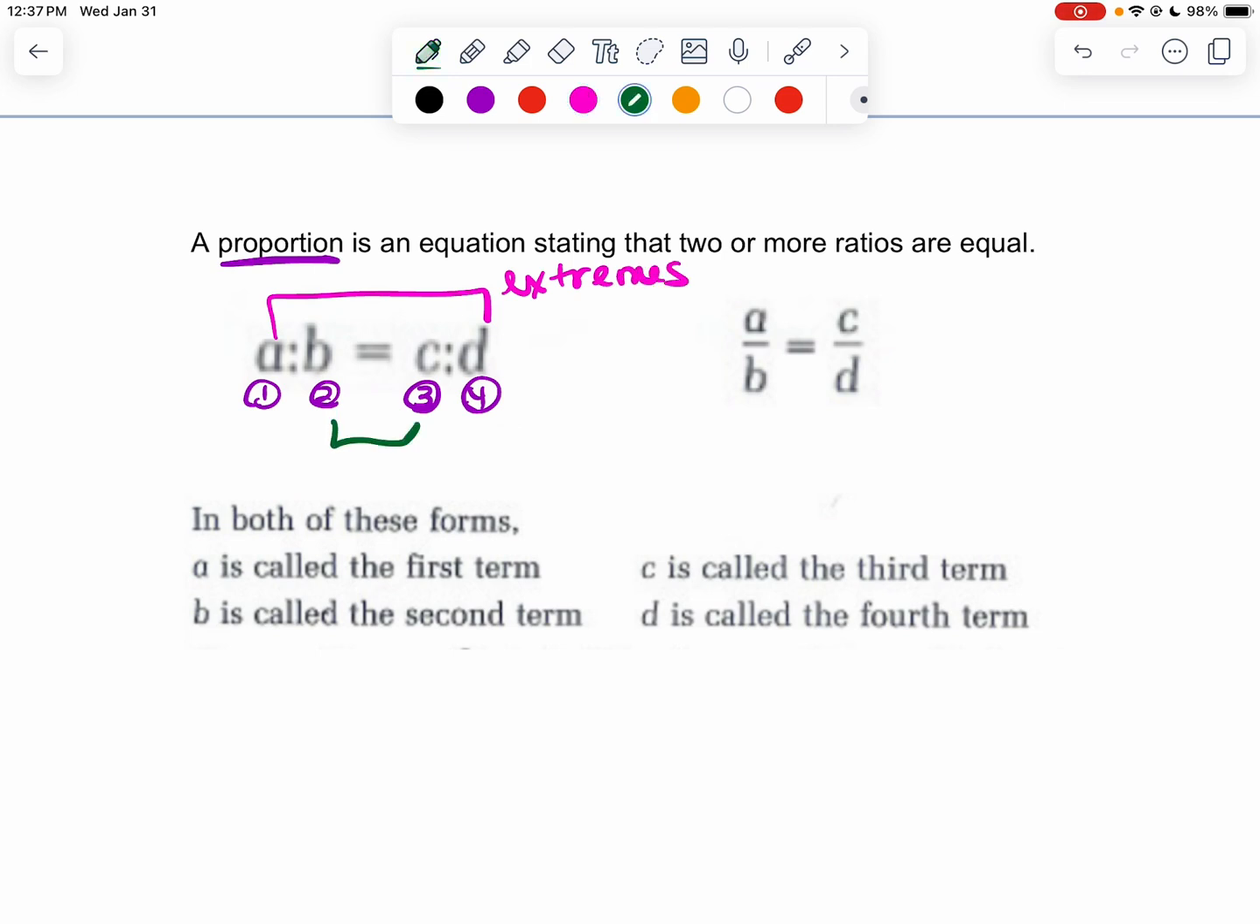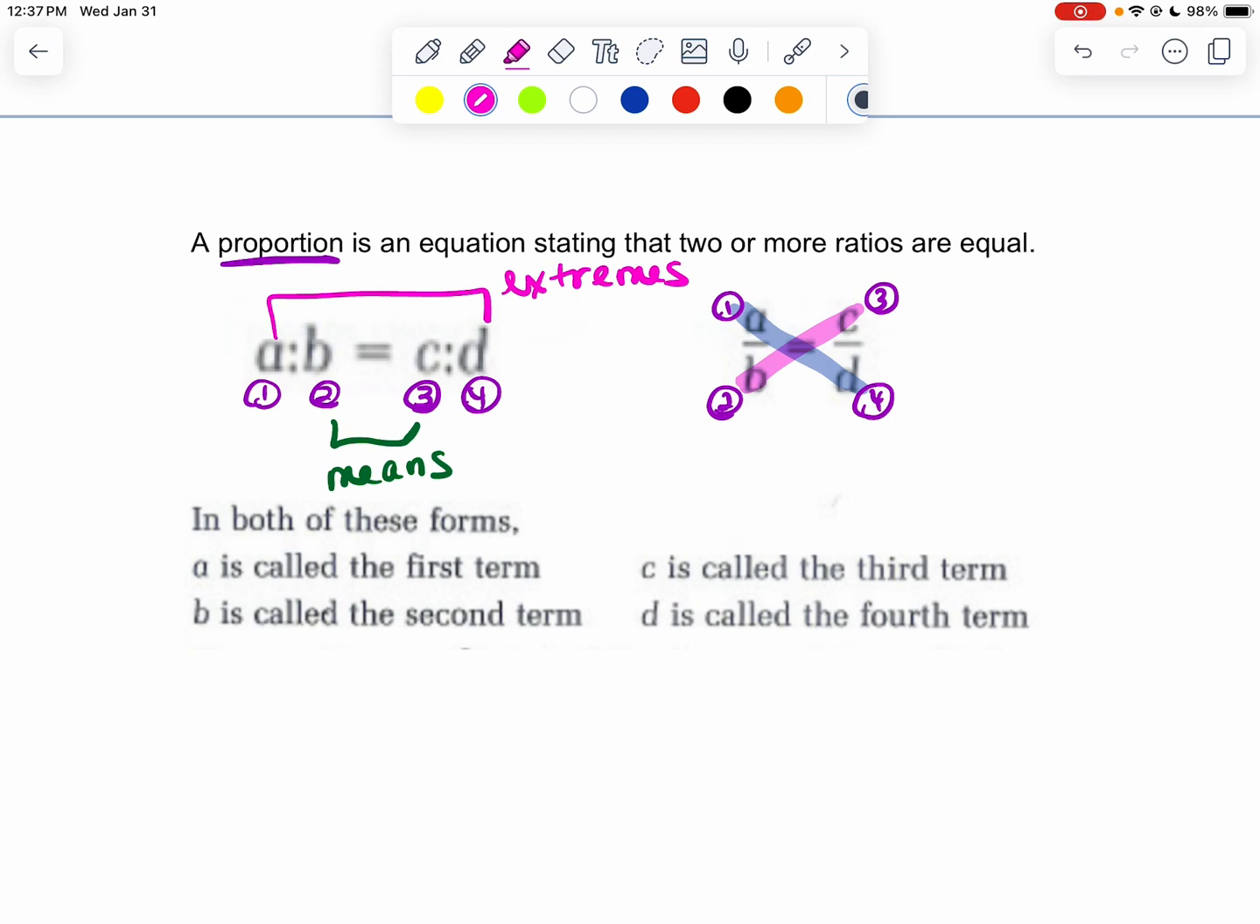My second and third terms are called the means. Okay, so when I have a proportion, they go in this order: 1, 2, 3, 4. My extremes will always be 1 and 4. My means will always be 2 and 3. And that's going to be important to know.